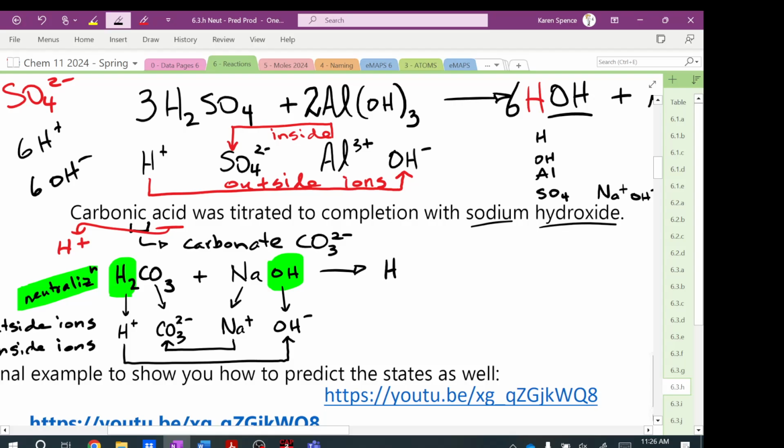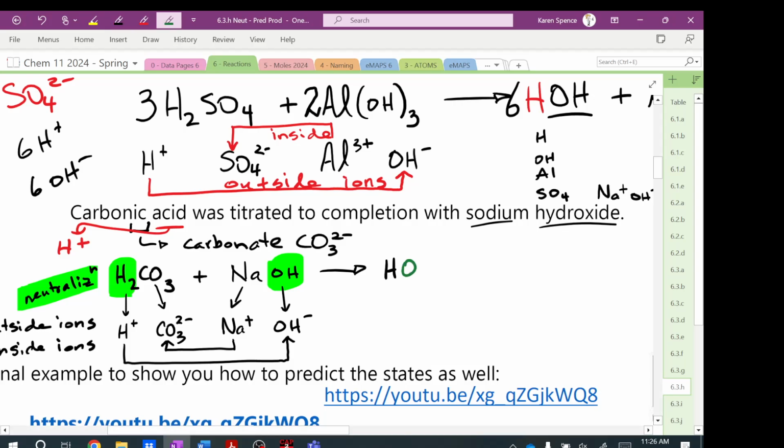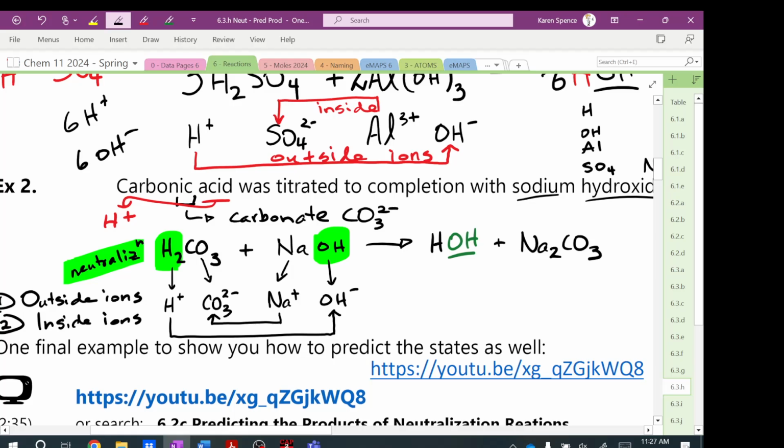You get H, OH, and you get, what's the correct formula for Na with CO3 2 minus? Na2CO3. Okay, is this a balanced reaction? No. So what you're going to do is look to your salt and say, what do I need to balance from my salt? Sodium. So let's put a 2 here to balance the sodium.